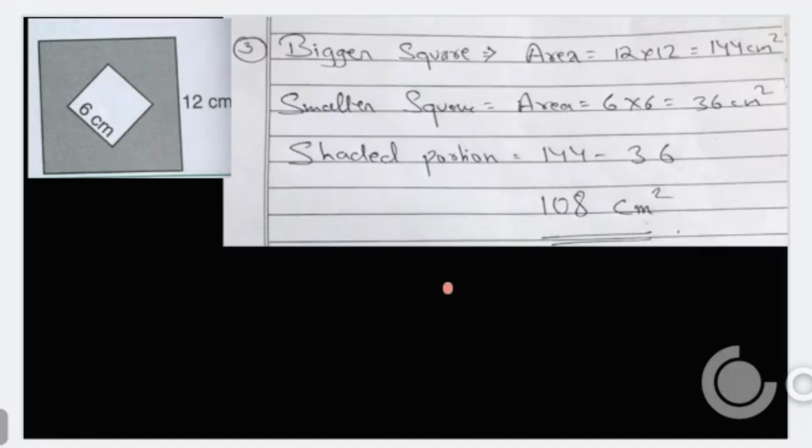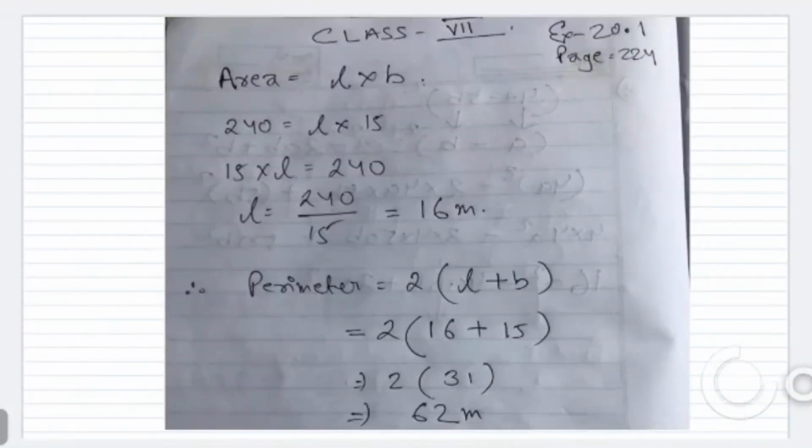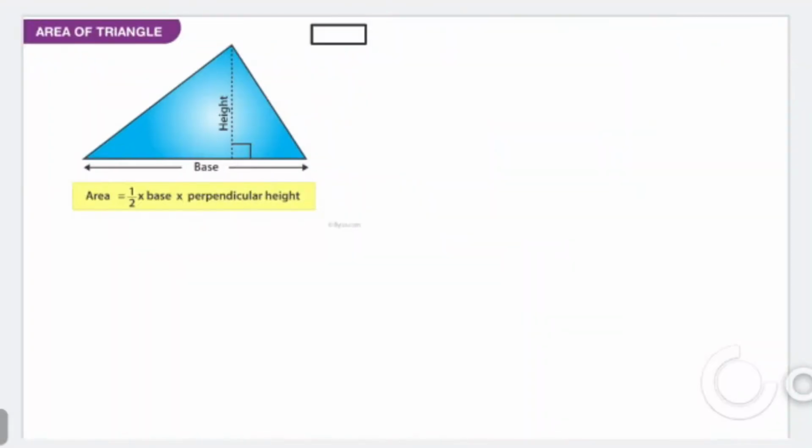Children, as you see, we have found the area of this shaded portion by subtracting the bigger square's area by the smaller square's area. Till now what we did was the area and perimeter of a rectangle, then the area and perimeter of a square. Now there is one more figure, which is a triangle. As you can see in this diagram, this is a triangle.